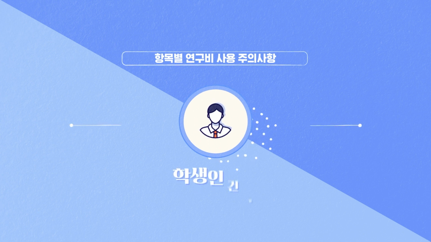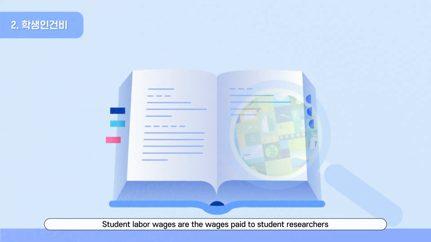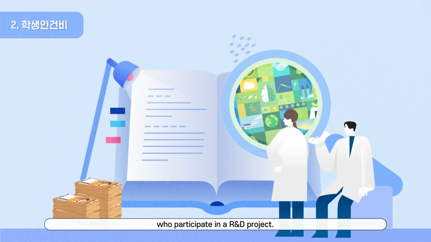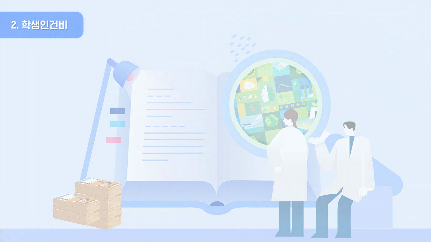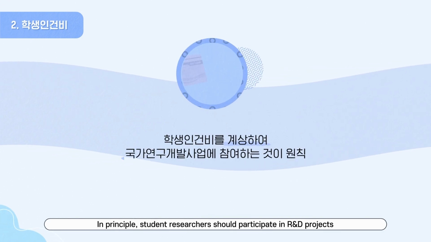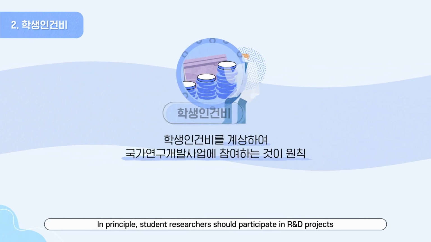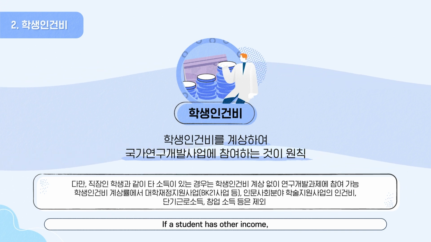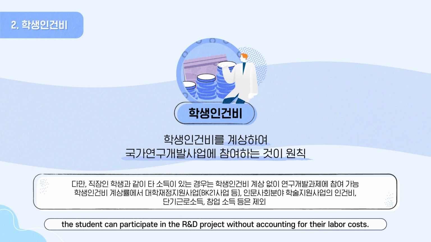Student labor wages. Student labor wages are the wages paid to student researchers who participate in an R&D project. In principle, student researchers should participate in R&D projects and should account for the cost of their labor. If a student has other income, the student can participate in the R&D project without accounting for their labor costs.